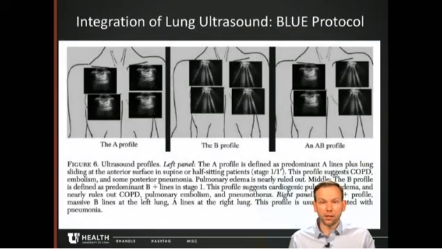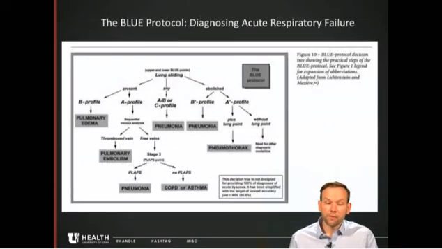So just to give you a sense here, I mentioned before that looking at the lung parenchyma, you need to look at different zones on both sides. And so this Blue protocol was published in the early 2000s, and it shows essentially these profiles. So you're looking at the lung in 4 spots. The patient on the left is completely normal. The patient in the middle has B lines everywhere, which is consistent with a diffuse process like pulmonary edema. And then the AB profile, you can see the patient only has B lines in the left lung, which is less suggestive of pulmonary edema.